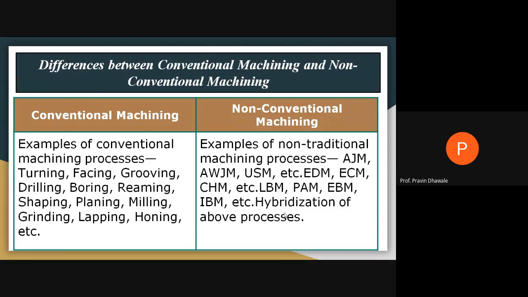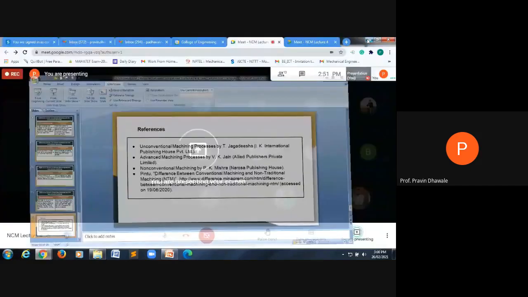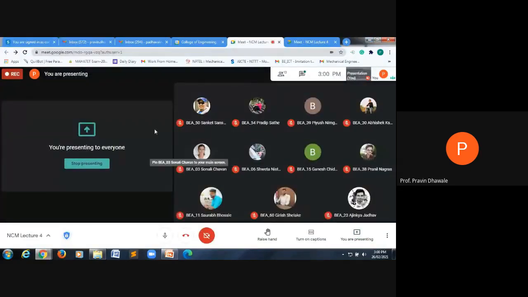One more point related with hardness. We can differentiate on the hardness of the material. Conventional machining processes are not able to machine a material which has very high hardness, like titanium, right? Such material can be easily machined by using non-conventional machining. So the differences between conventional and non-conventional machining, we have easily covered over here.